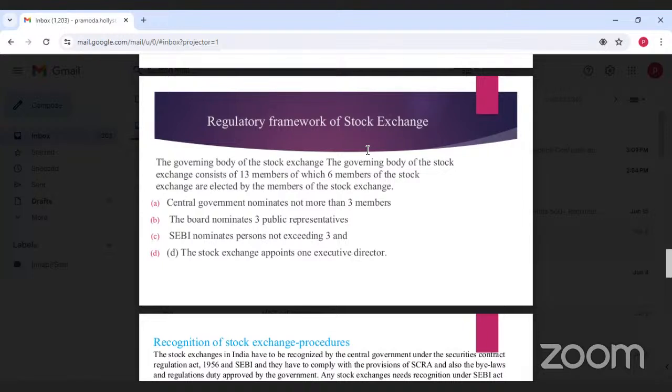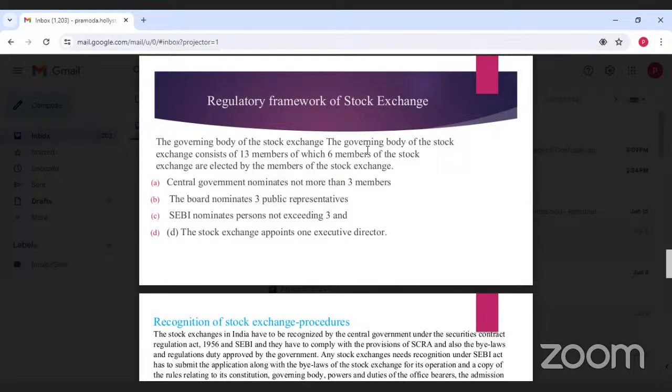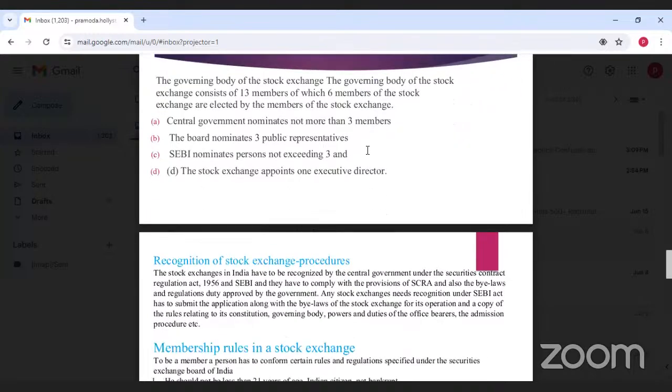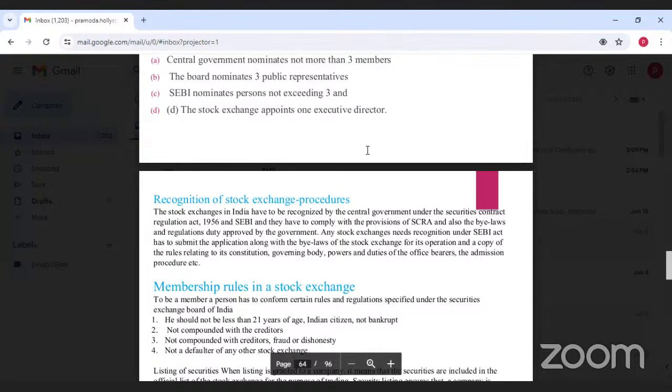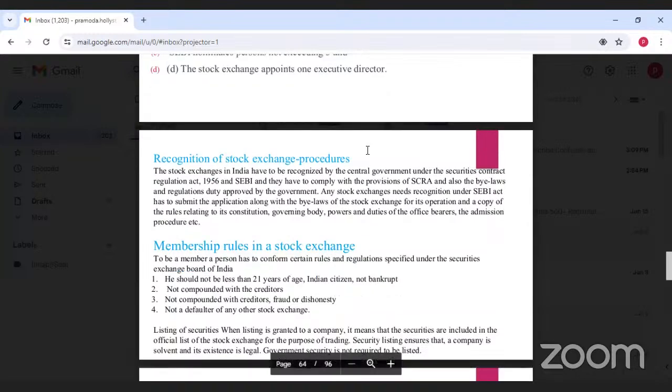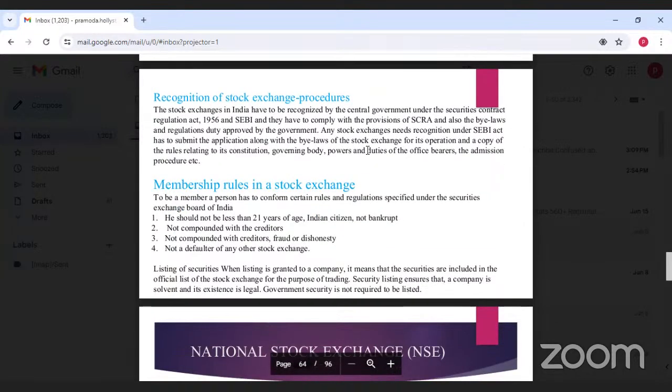one of the executive directors will also be appointed to take care of the functioning of this stock exchange. So overall, it consists of 13 members from different streams, different organizations. They are all well versed and very efficient in framing the regulations for the working of the stock exchange.